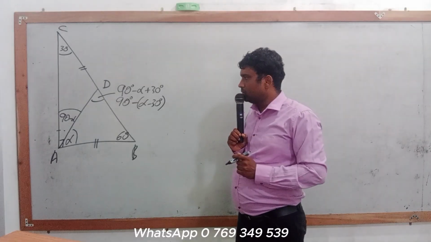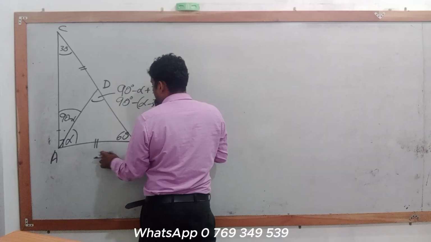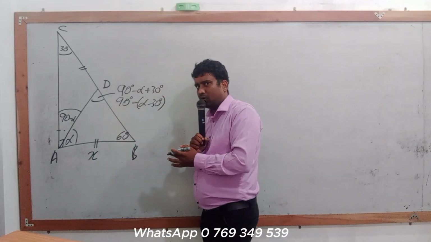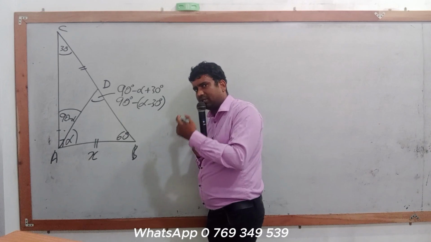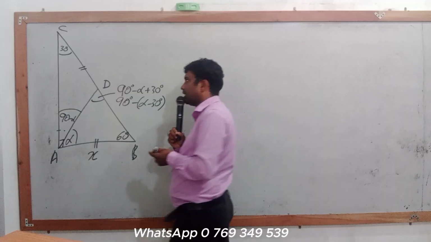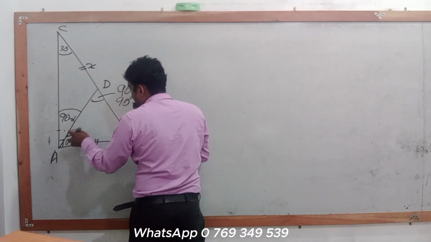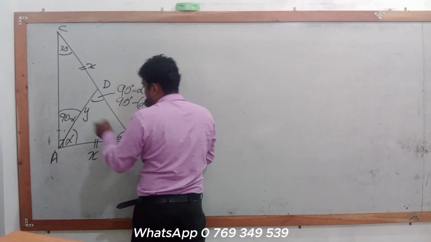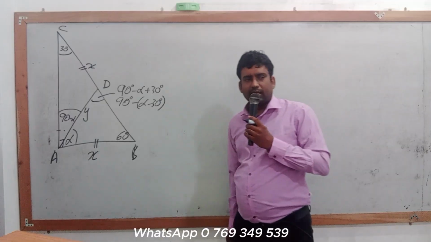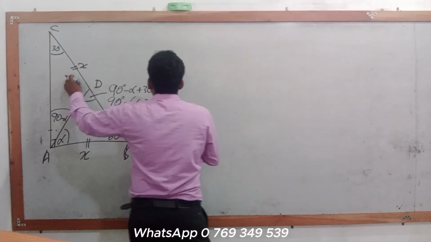Okay. Now these two sides are equal. I am taking this one as x for easy calculation. I am using this x for calculation purposes. This one is also x, and this one AD I am taking as y. Right? For the calculation purpose, for the sine rule for this triangle and this triangle.